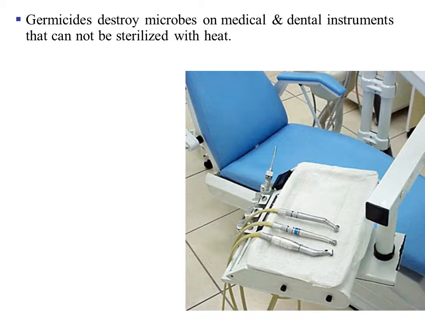Germicides destroy microorganisms on medical and dental instruments that cannot be sterilized with regular steam or heat. One example is a plastic tube. A germicide can be used on a plastic tube.